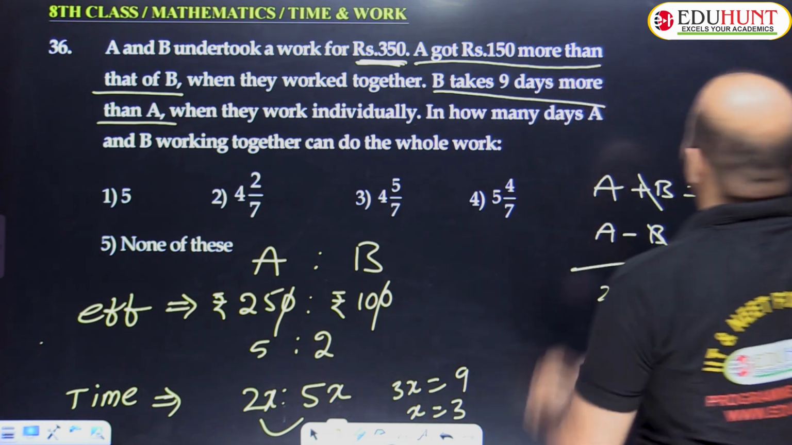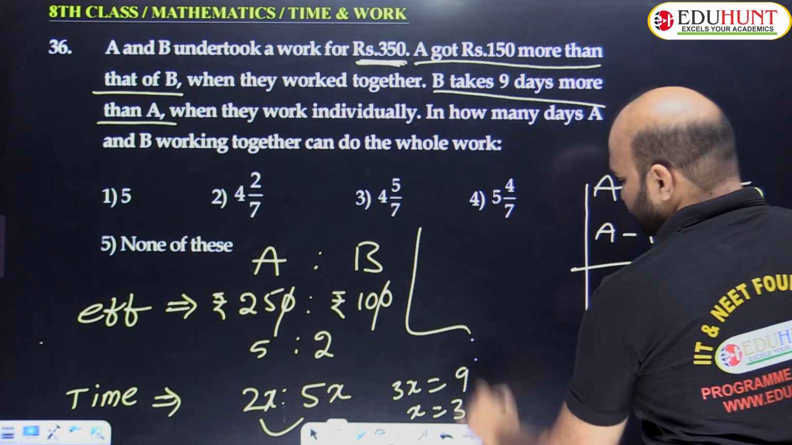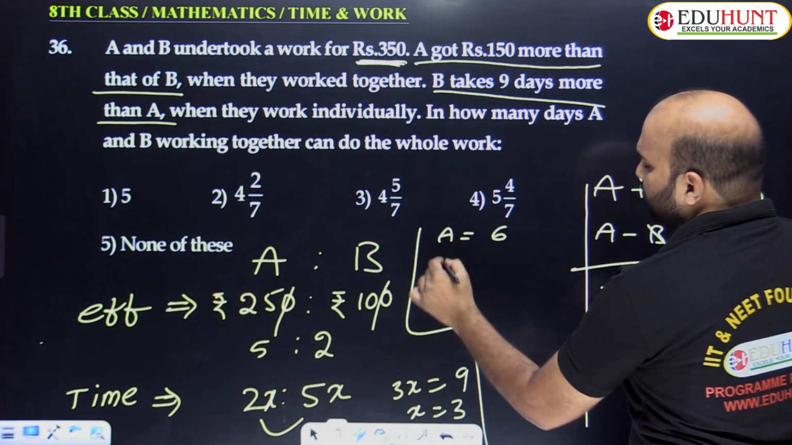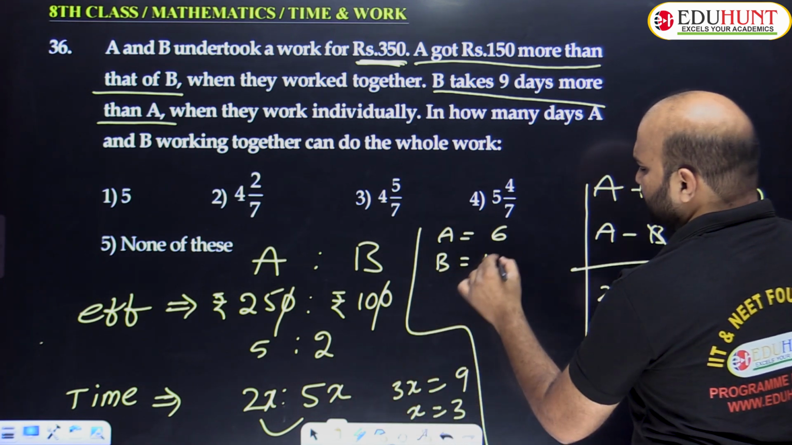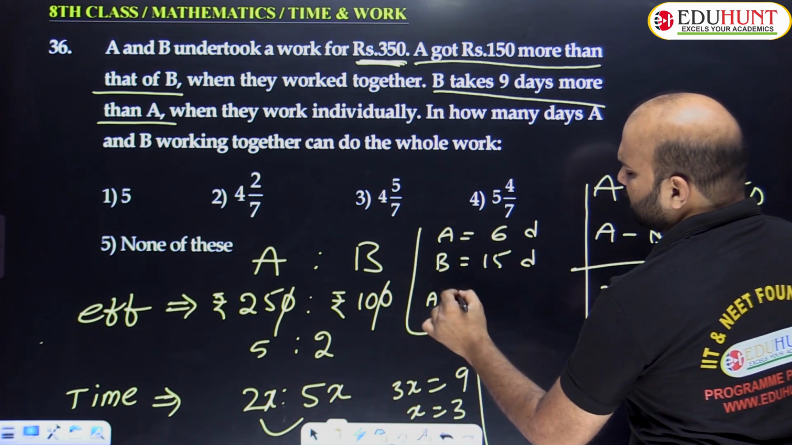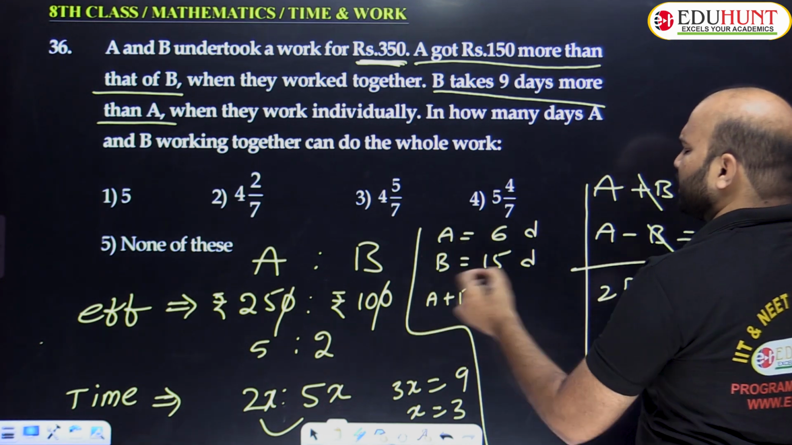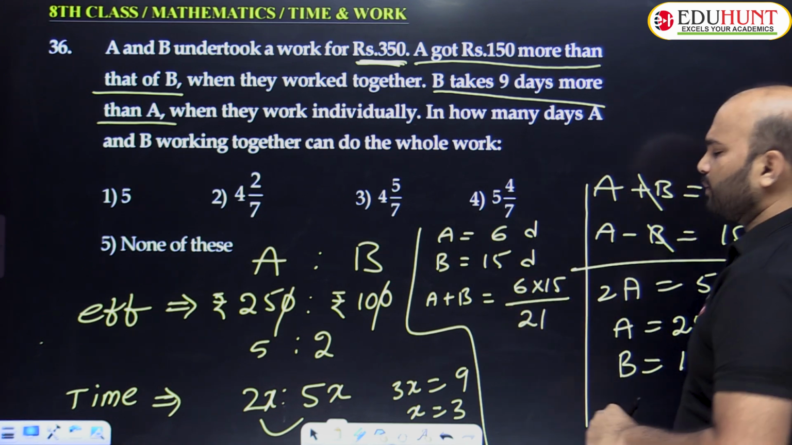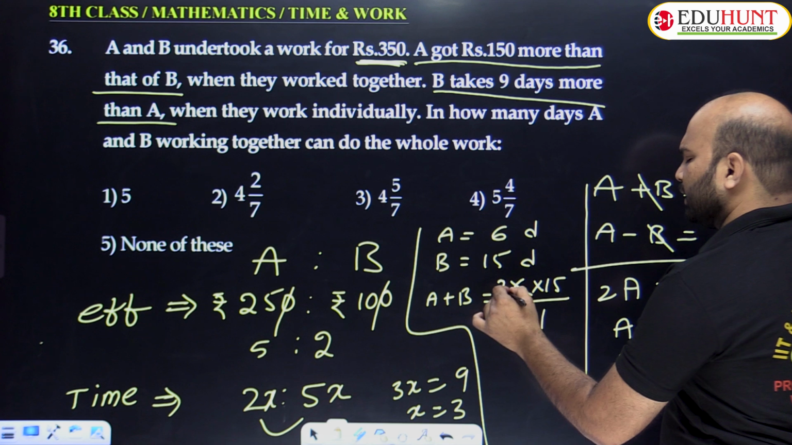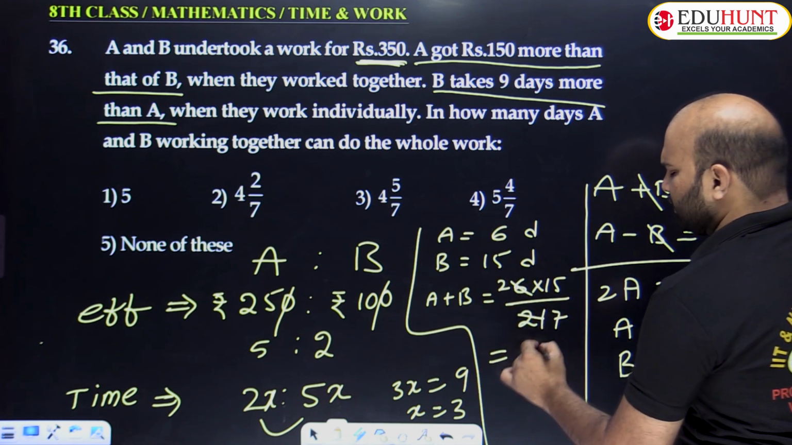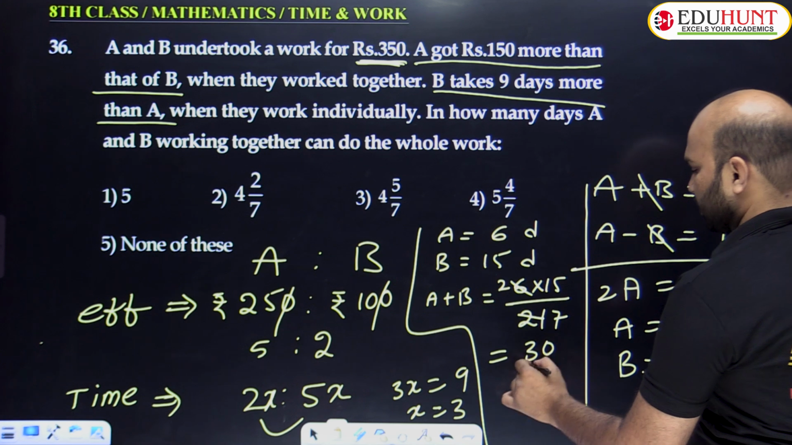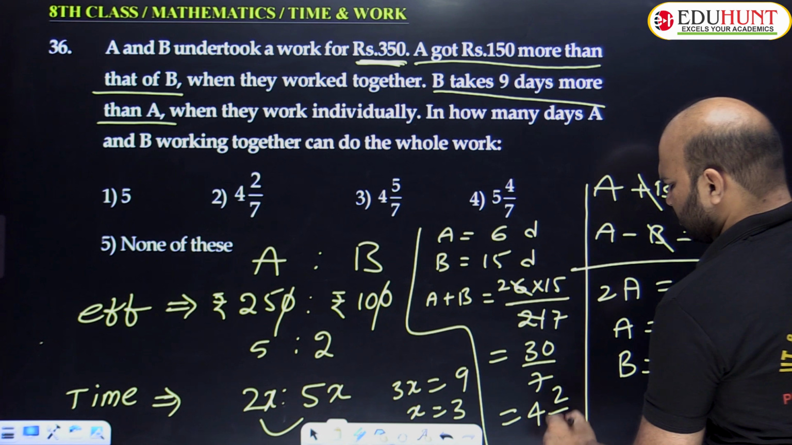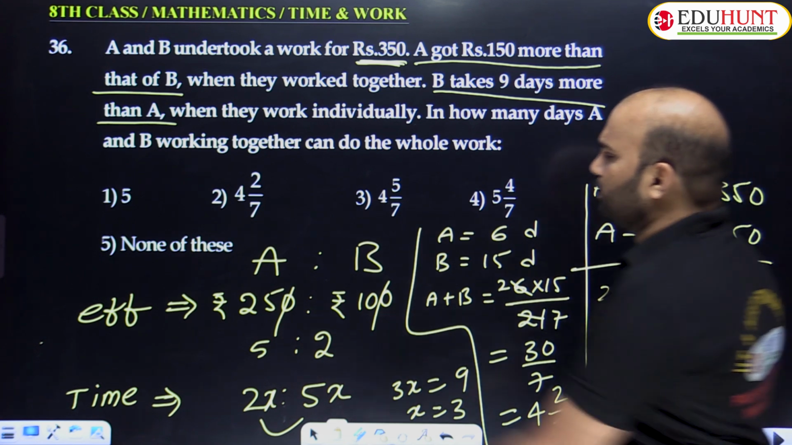Am I clear? But what I am asking here: x equals 3, so A alone can do the work in 2x, nothing but 6 days. B alone can do it in 5 into 3, 15 days. The question asks for A plus B together. In time and work, the formula is product by sum. The sum is 6 plus 15, which is 21. So 6 into 15 divided by 21 gives 30 by 7, which is 4 and 2 by 7. Option 2 is the right answer.